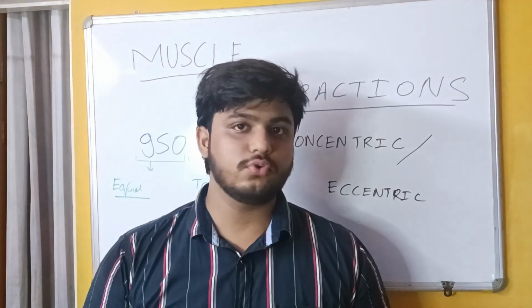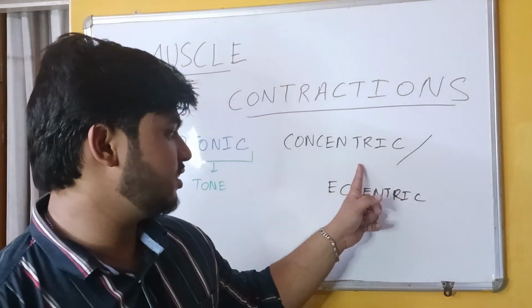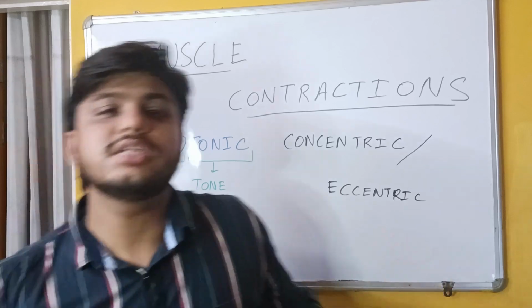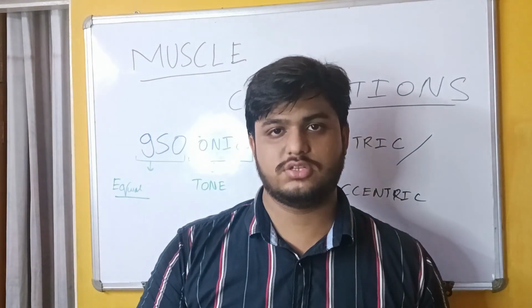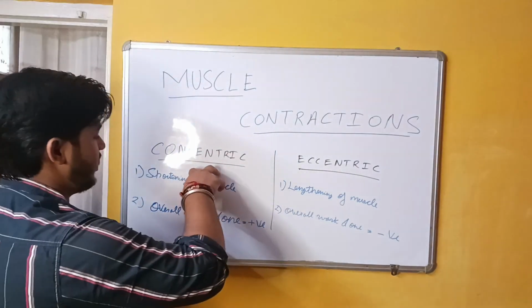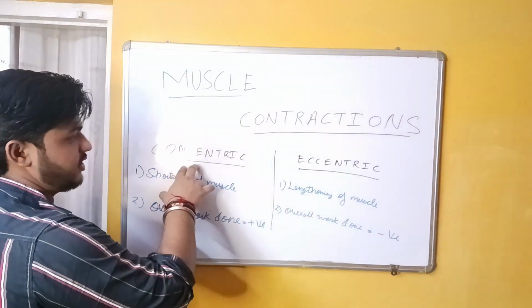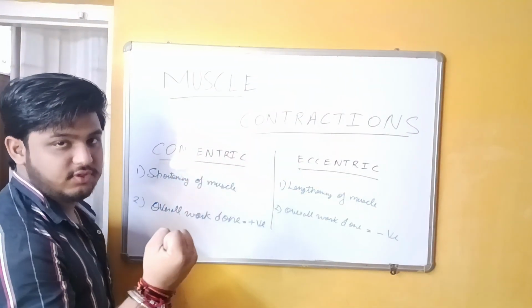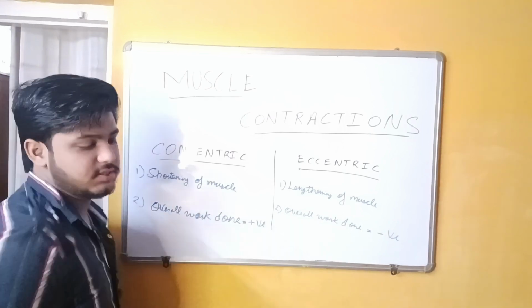Isotonic contraction can be of 2 types, that is concentric contraction and eccentric contraction. Now let's study about the concentric and eccentric contraction. Concentric contraction, as the name says, means concentration of the muscle, that is shortening of the muscle.